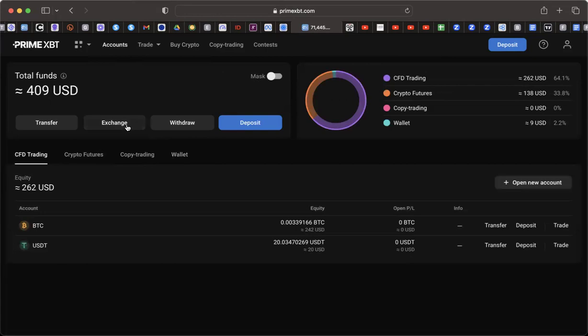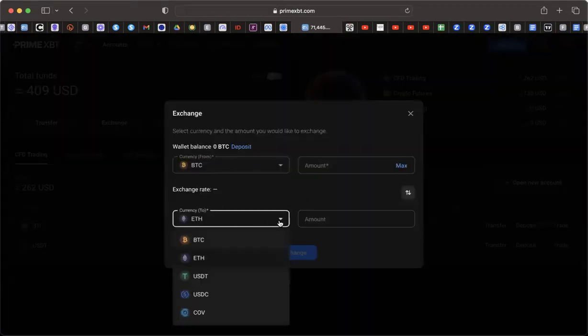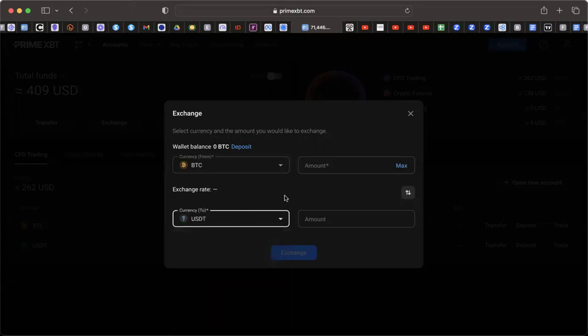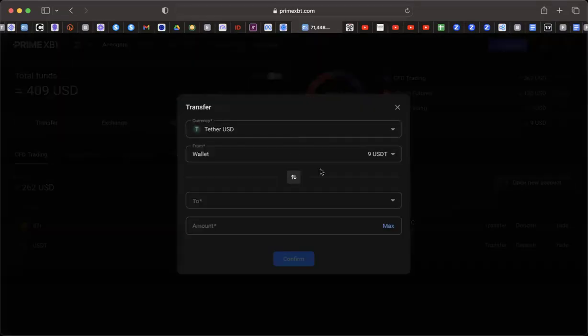So now let's go to exchange. Maybe you want to exchange BTC to Ethereum or BTC to USDT. You can convert, right? But you definitely have to transfer it to your wallet before you can do that. Then you can convert USDT to BTC, which means you can even be doing that here. You can put in your USDT, and when you see that Bitcoin is going down, you can convert to BTC, but you have to transfer from any of your accounts.